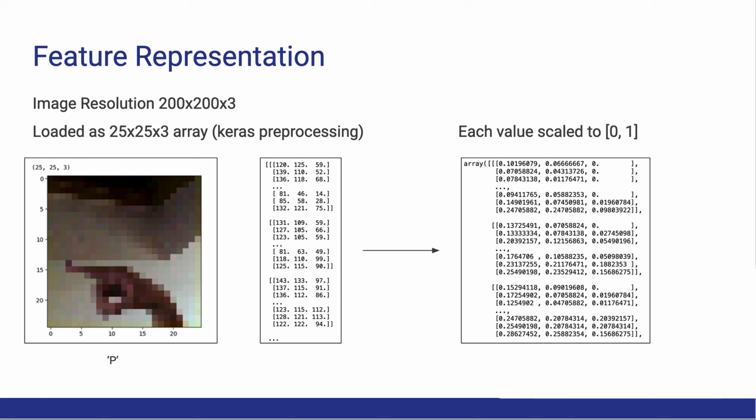So when I've read in the images, I've downscaled them to 25 by 25, just to reduce the number of parameters when I train the models. And then each image is essentially a three-dimensional array. And then each pixel value I've scaled from 0 to 255 to be in the range 0 to 1. And that's done just by dividing by 255.